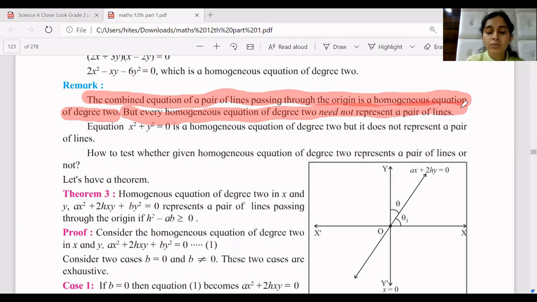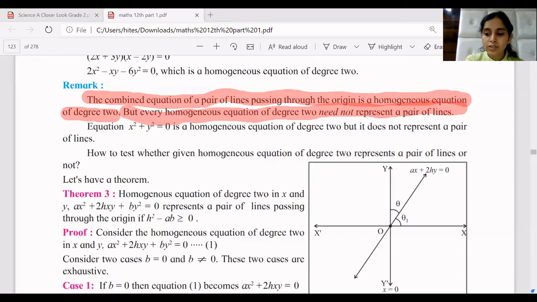x square plus y square equal to 0 is a homogeneous equation, right? Both are in x and y. Degree is 2, but it does not represent a pair of lines. So the important theorem says that the combined equation of a pair of lines passing through the origin is a homogeneous equation of degree 2, but every homogeneous equation of degree 2 need not represent a pair of lines. Okay, let's move on to theorem 3 now. So what is theorem 3?